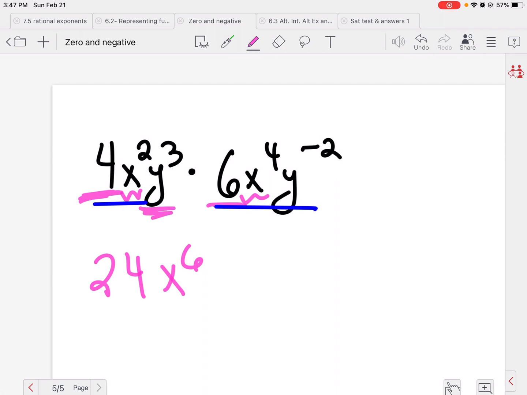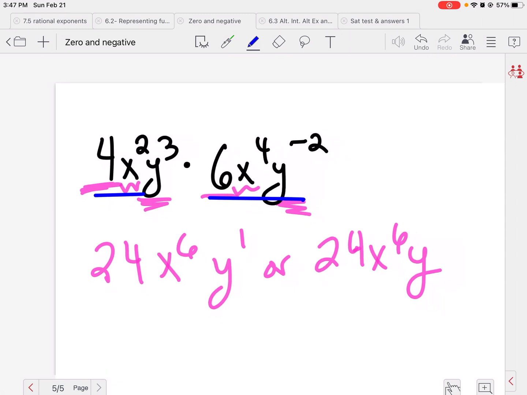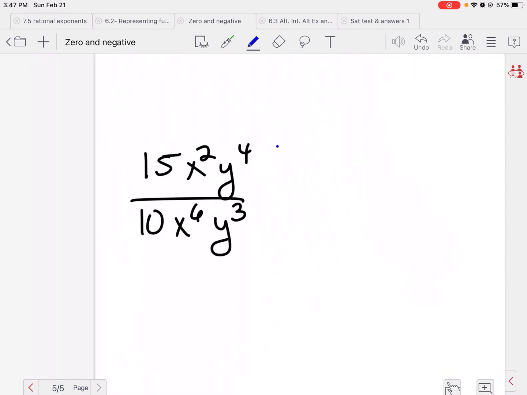And then we have y to the 3rd times y to the negative 2. That's going to be y to the 1. Okay, or we could write 24x to the 6th y, okay? Either would be acceptable. A lot of times when we have a 1 exponent, we don't write it just because it's kind of silly. We don't have to, okay? So again, remember, coefficients we multiply or divide like normal. Exponents are when we add or subtract or do whatever with, okay? Let's talk about dividing.